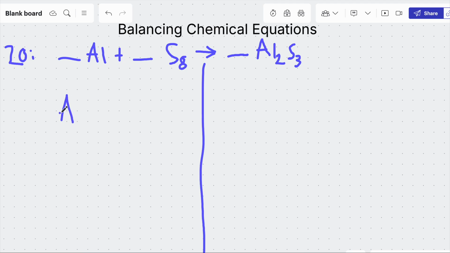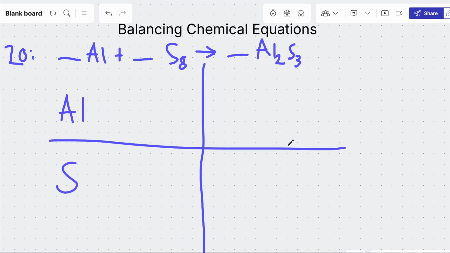We got ALs and we got S's. All right, now we do our counting. For here, we only got 1 AL and we got 8 S's. Over here, we got AL2, so 2 ALs, and S3 is 3 S's.